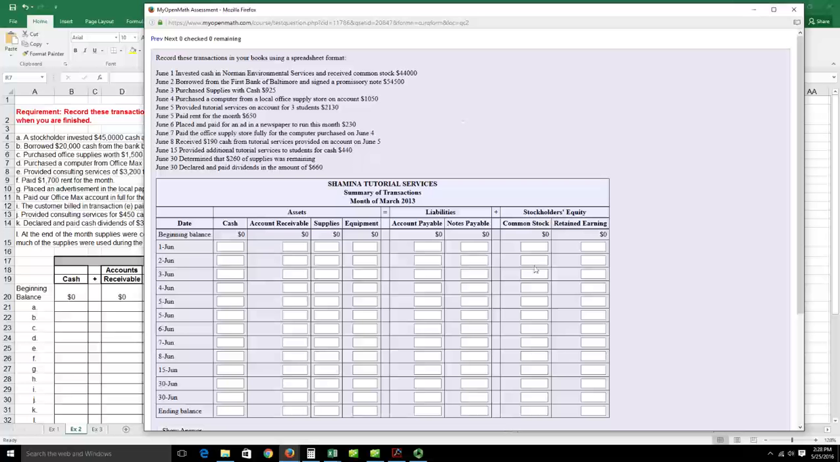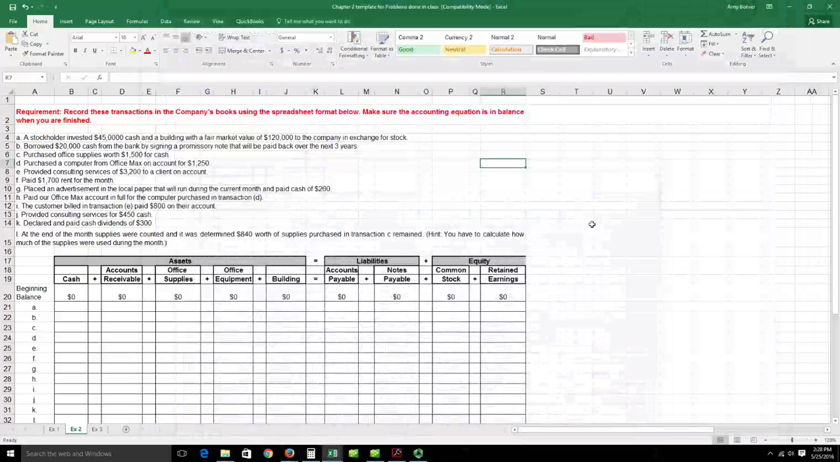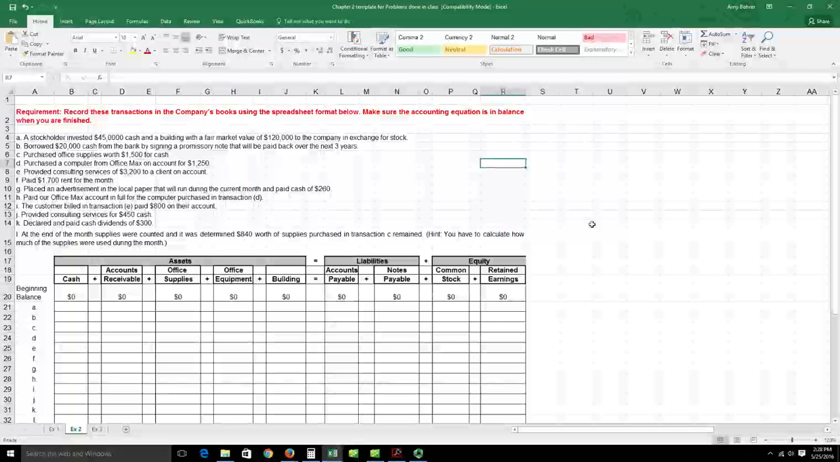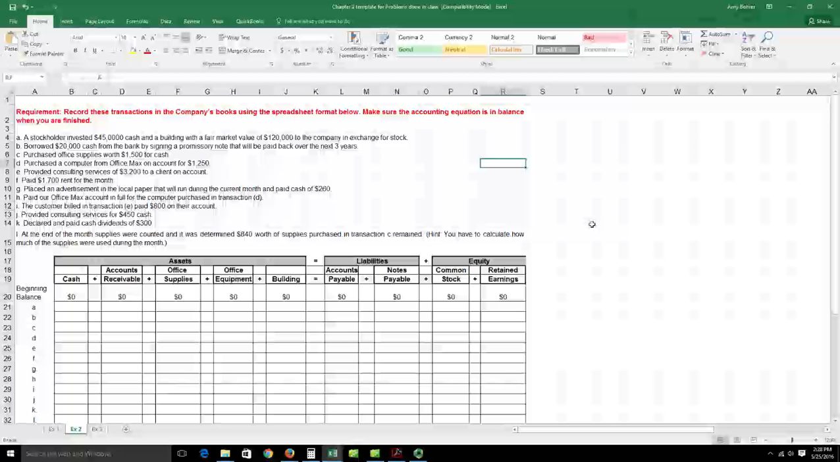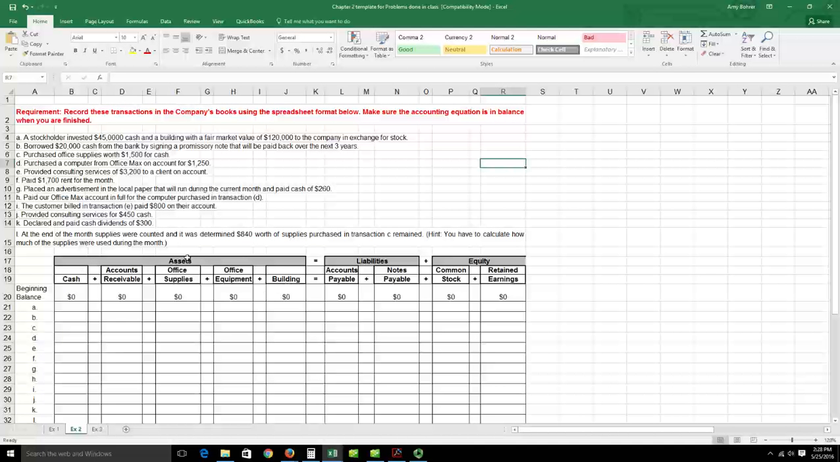So here you go. This is the actual problem, and then this is the problem I put together for example for you guys. This one's done on a spreadsheet instead of in My Open Math, but the same exact concept. And you notice that the spreadsheet is already laid out. It's got your assets, which include cash, accounts receivable, office supplies, office equipment, and building. These are all the things that the company owns. And then you've got liabilities, the things that the company is going to owe, accounts payable and notes payable. And the equity section right now consists of common stock and retained earnings.